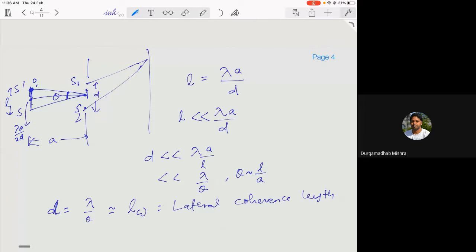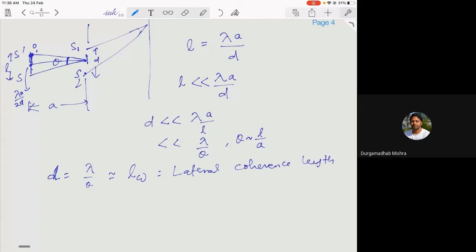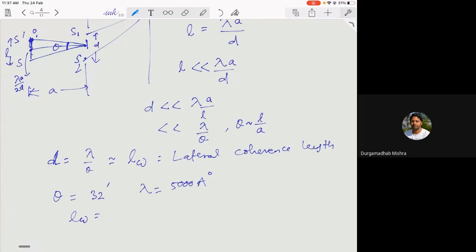So for example, if you take sunlight, where the sun is the source and it falls at an angle of 32 degrees, and if lambda is about 5,000 angstrom, then your lateral coherence length should be lambda by theta. If you convert it into radians and calculate, it will be about 0.005 centimeter.